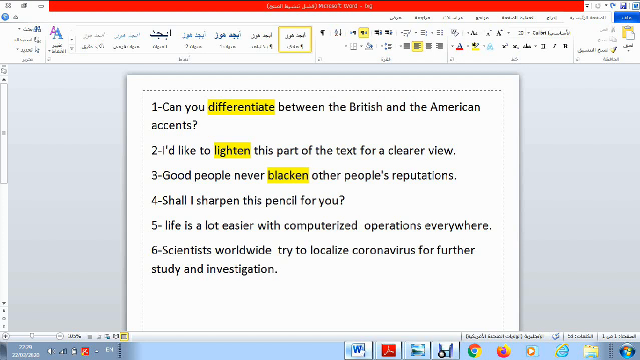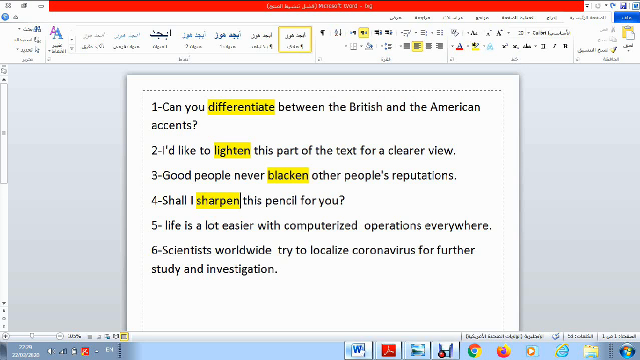Shall I sharpen this pencil for you? This is a suggestion. Shall I sharpen this pencil for you? Yes, you are offering help to sharpen somebody else's pencil.